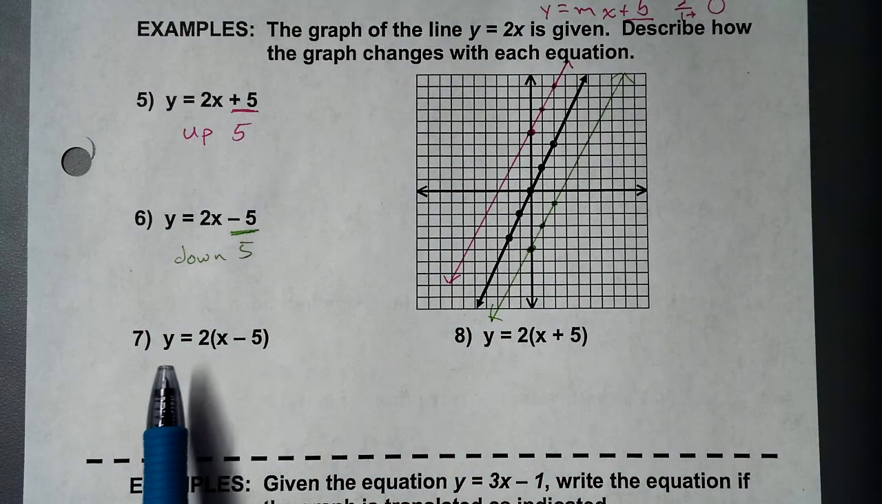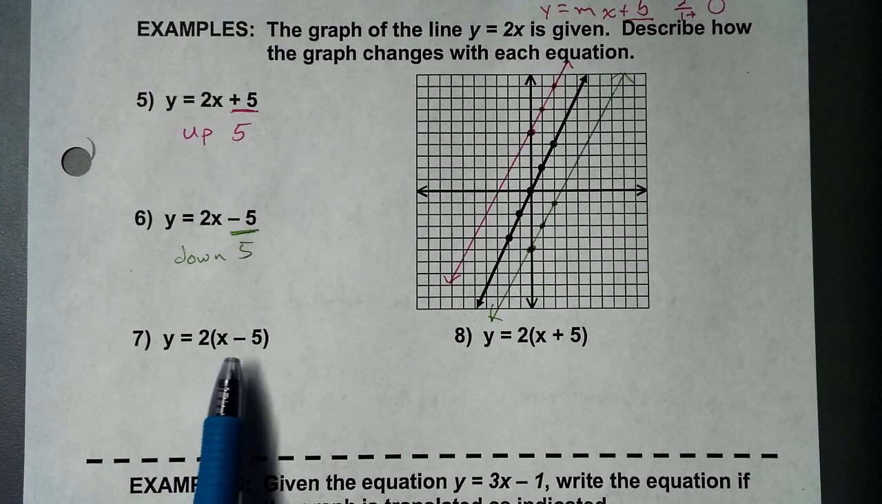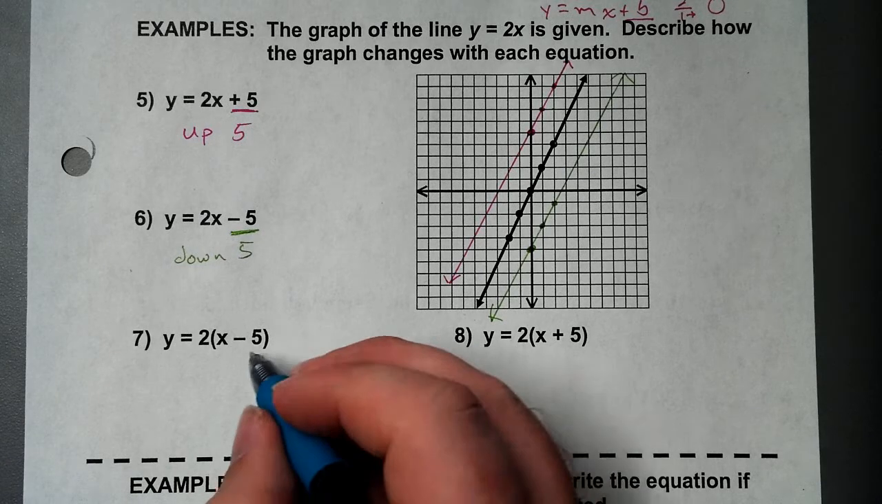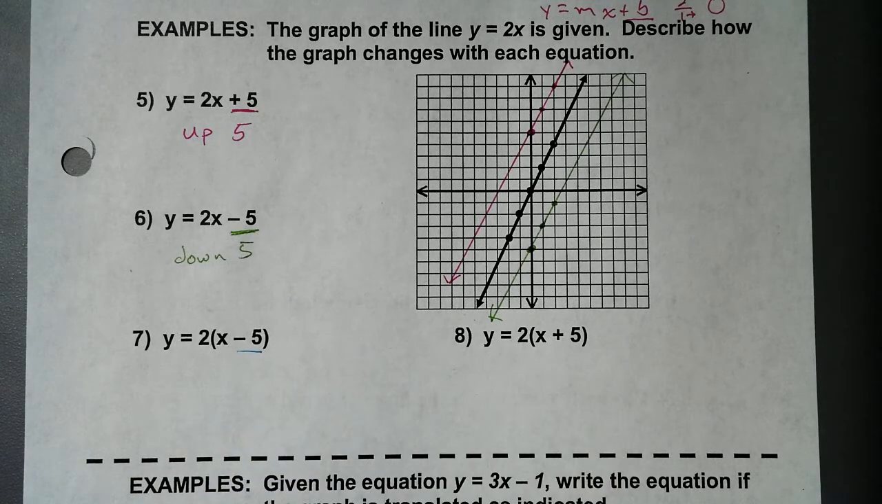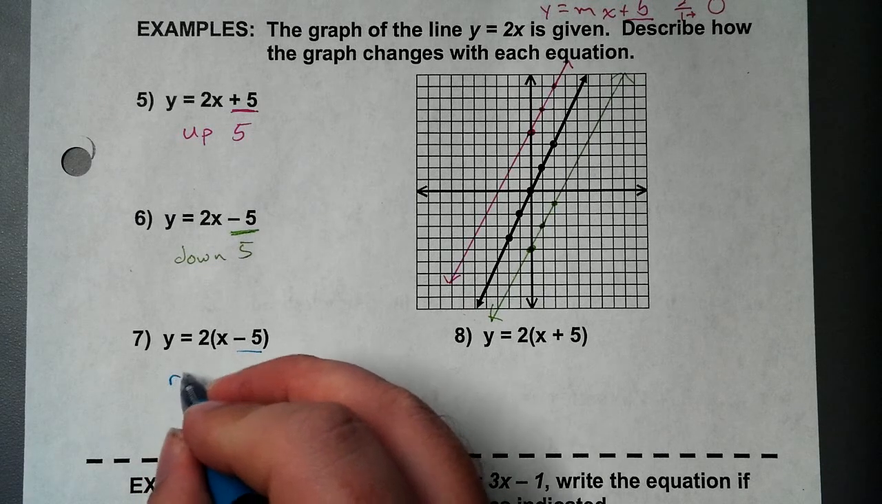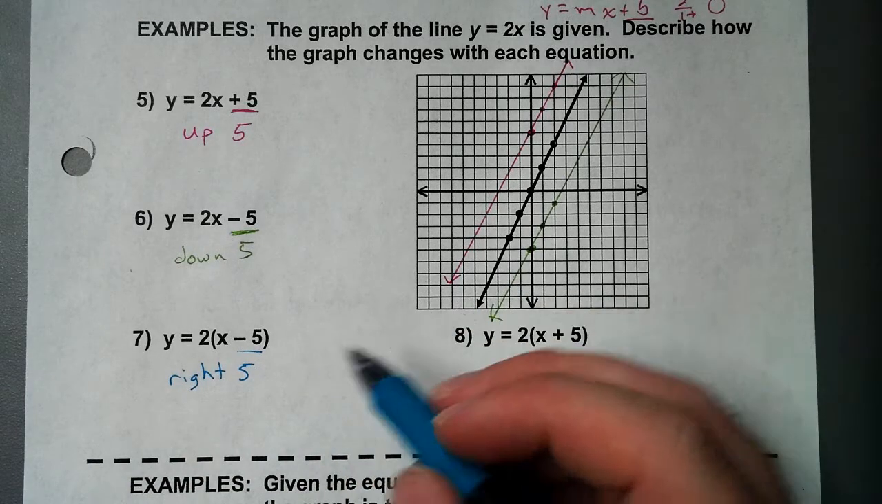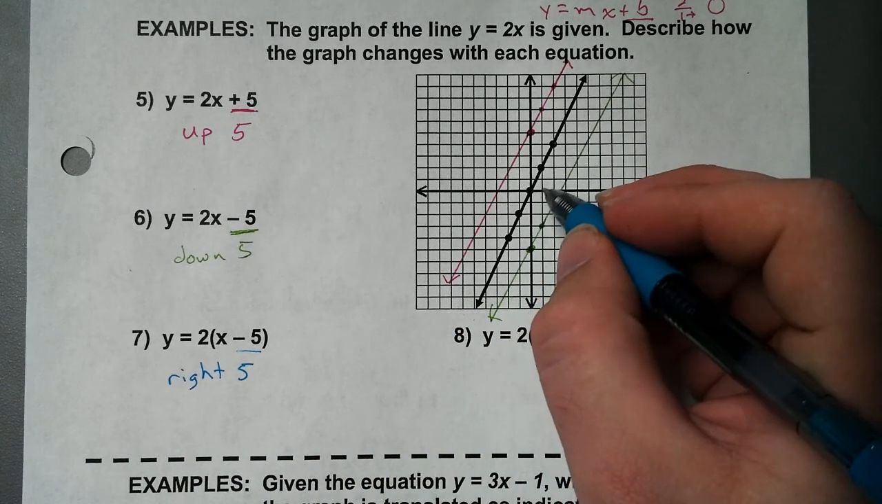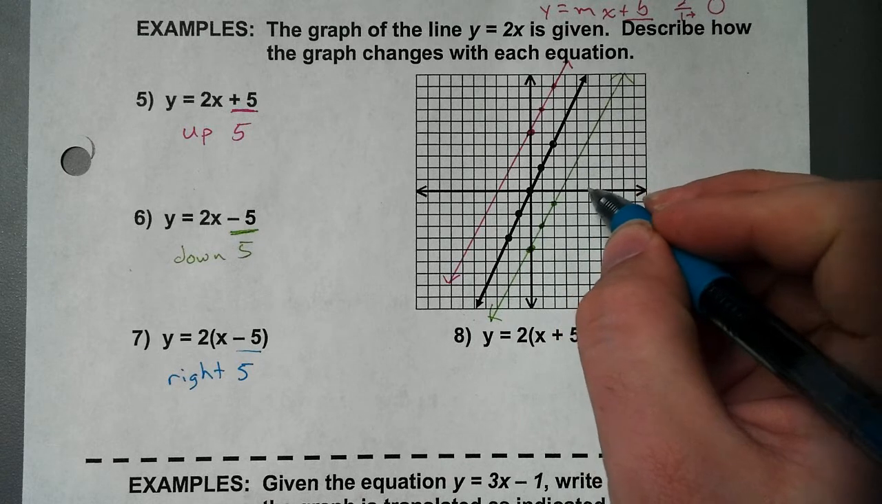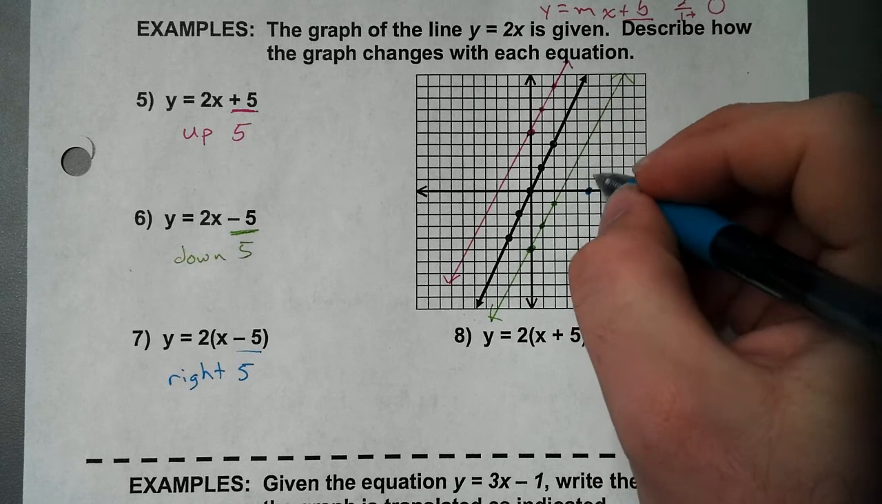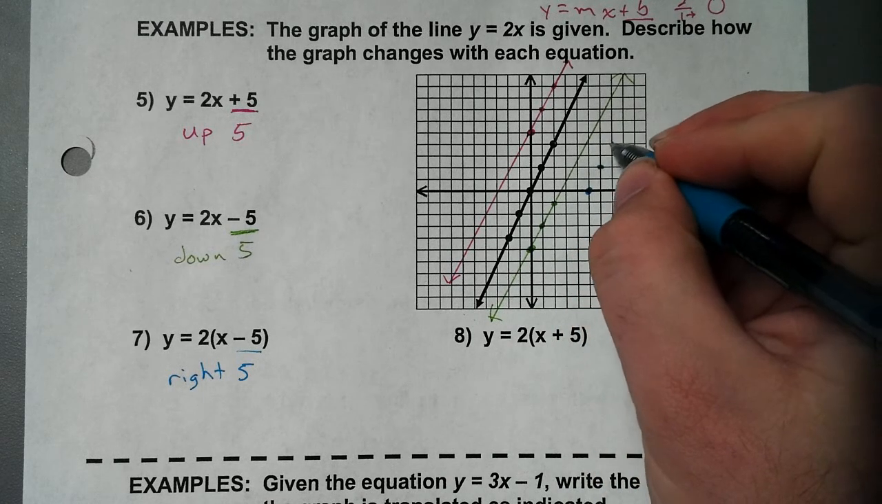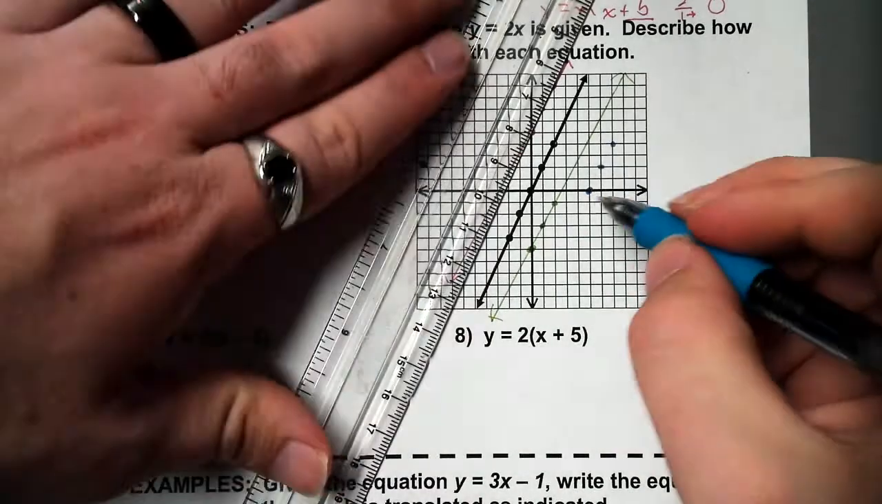On the next one, we've got y equals 2 parentheses x minus 5. We see it in the parentheses, remember, so it's adjusting our x. So our x is minus 5, but remember, x lies. So where's it going to move? Good, it's going to move to the right 5. So we're going to take our graph and move it to the right 5: 1, 2, 3, 4, 5. And then from here, up 2 over 1, up 2 over 1. Use your ruler, make your line straight.